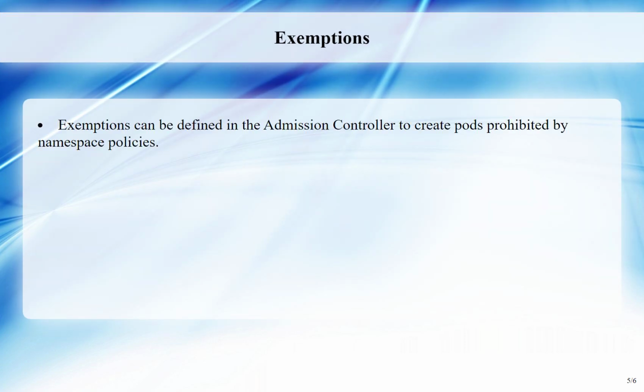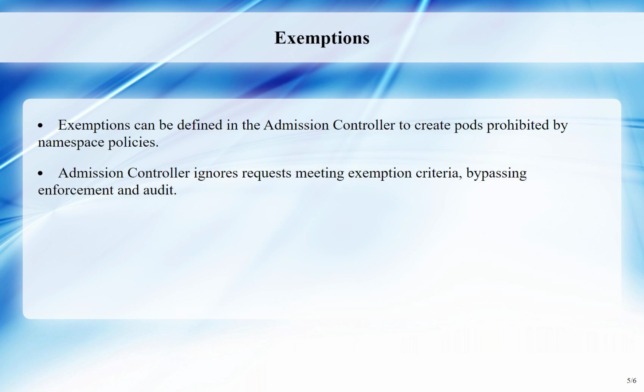Exemptions from pod security enforcement can be defined to allow the creation of pods that would otherwise be prohibited due to namespace policies. These exemptions can be configured in the admission controller and must be explicitly enumerated. Requests meeting exemption criteria are ignored by the admission controller, bypassing enforcement, audit, and warning behaviors. Exemption dimensions include usernames, runtime class names, and namespaces.